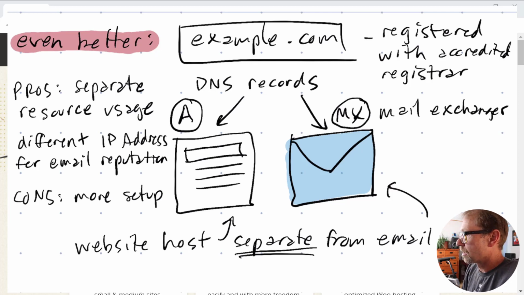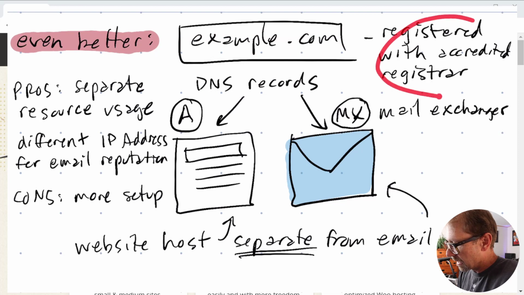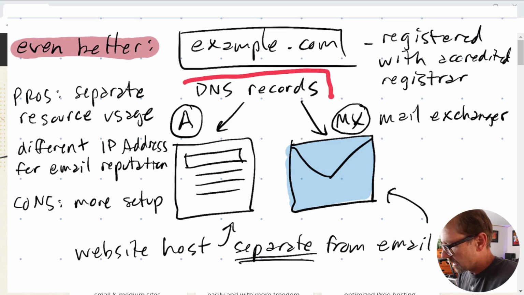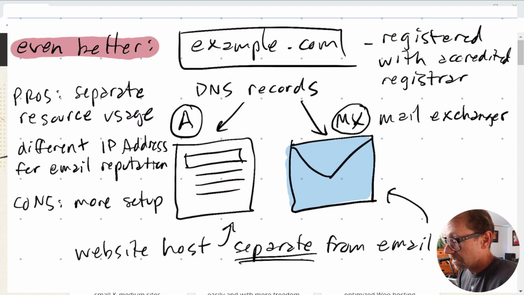Now, there are a few different ones I'll go over, and we'll look at the pricing of those too. But just to go over this diagram here, example.com, again, is our domain name. Again, it's registered with an accredited registrar. However, the DNS records, instead of all pointing to the website host where there would be email and website together, instead, you customize the DNS records and you use a particular kind of record.